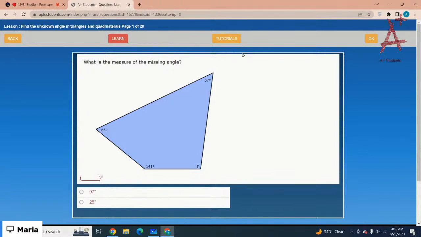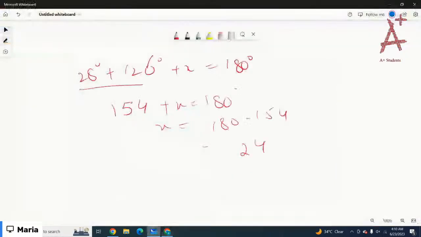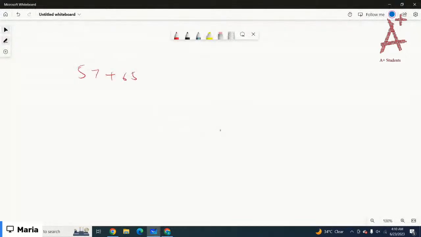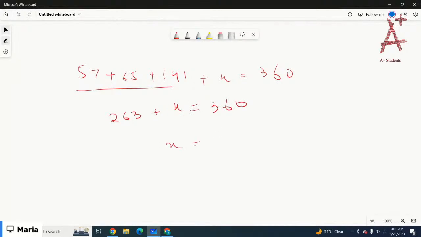For a four-sided shape, the sum of all angles must be 360. So let's say 57, 65, 141, and the missing angle, and the sum of all the angles is 360. Got it? Let me just add them: 141 plus 65 plus 57 is 263. The sum of these three angles is 263, and when you move x to the other side you will get the value of x, so it will be 360 minus 263. Got it?